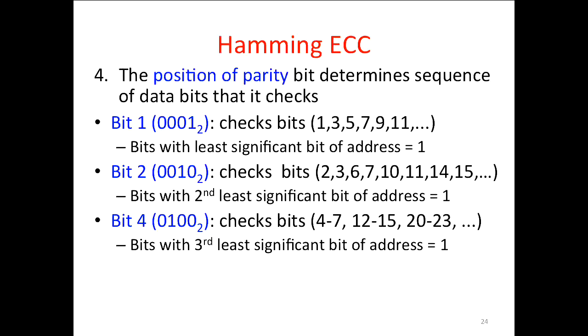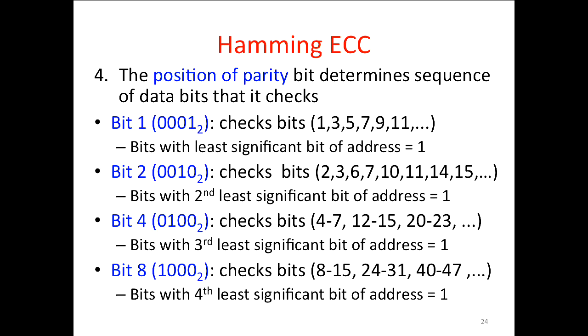Right? So each parity bit is holding the parity over half of the data bits, but each parity bit is looking at a different half, and the way we're selecting which half is based on the address of the bit in the word. And finally, bit 8 is going to check bits that have the fourth least significant bit equal to 1. Right? So basically 1XXX, that's the bit pattern you're going to check for 8 to 15, 24 to 31, and so on.